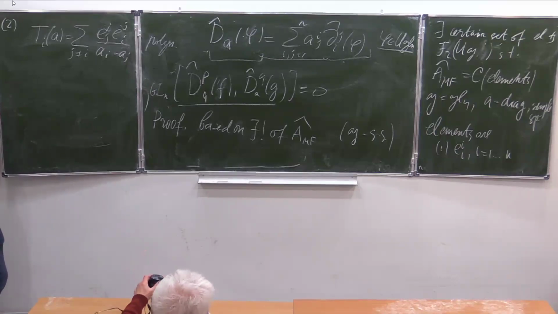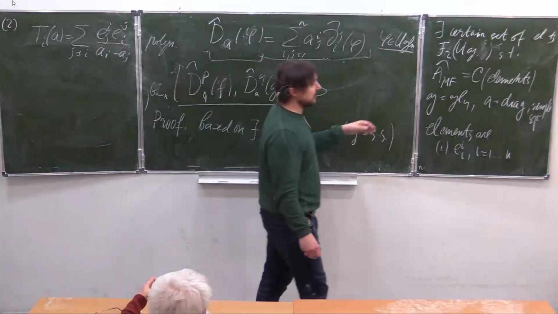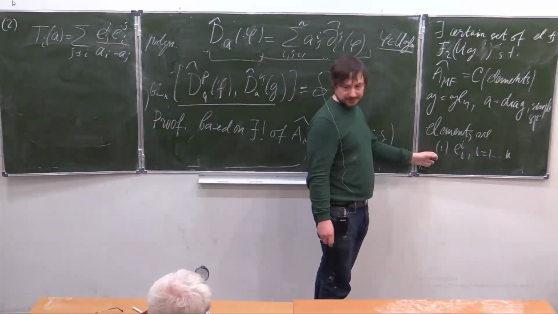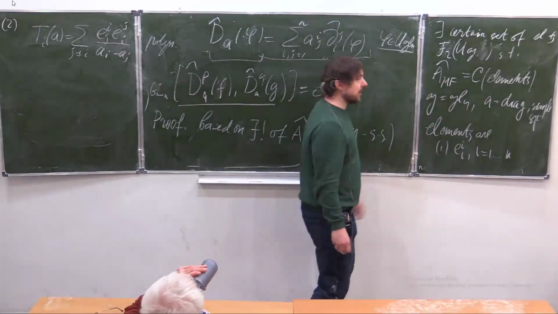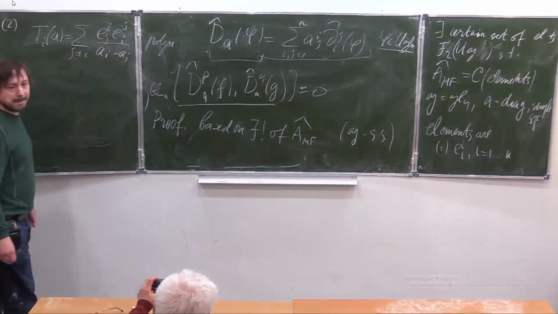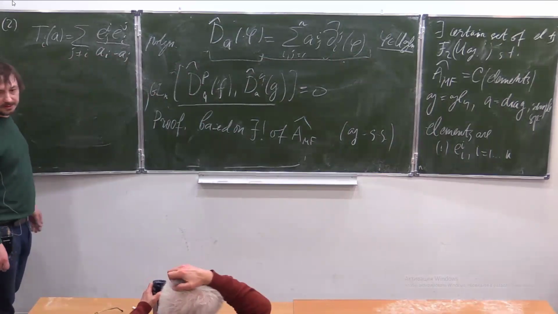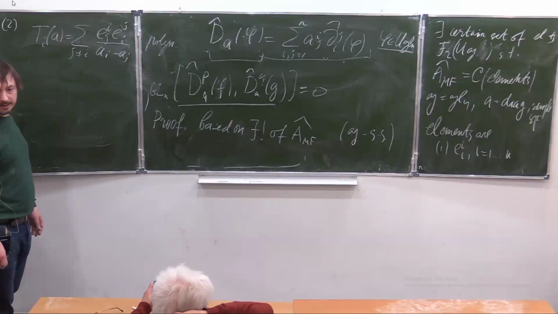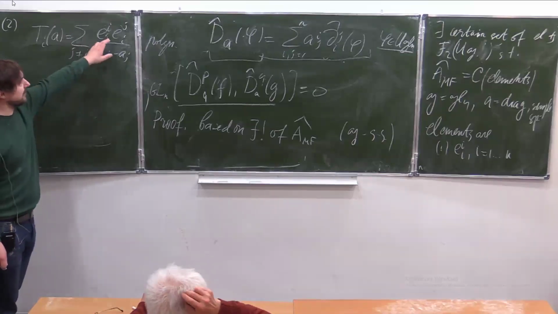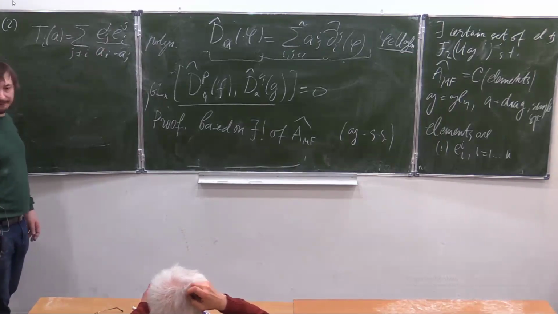So there are linear elements in the universal enveloping algebra of GLN and quadratic elements. So these are linear elements, and these are quadratic elements. And the claim is... Why isn't this a tensor product? There is no tensor product. It's just the product of elements in the universal enveloping algebra. Yeah, just this.